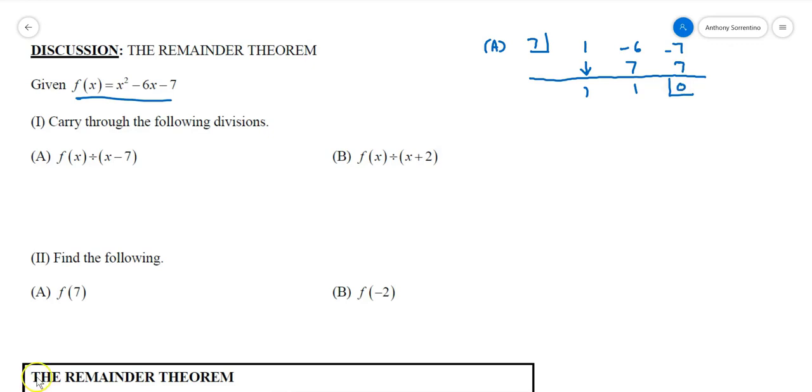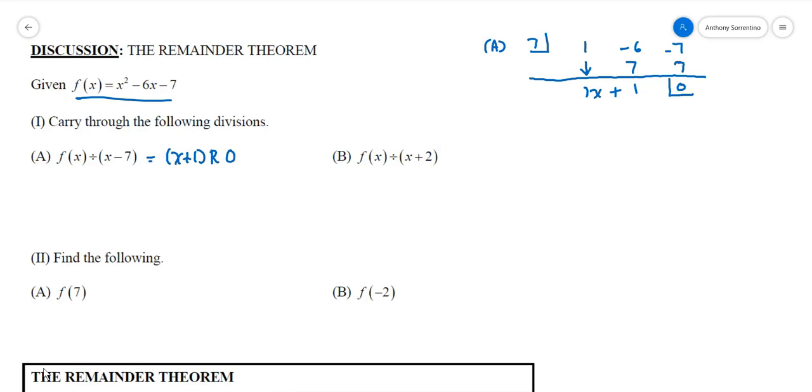So this is basically telling me I have a remainder of 0, and this is my constant term. It's a constant. This is my x term. So this division is equal to x plus 1 with the remainder of 0.